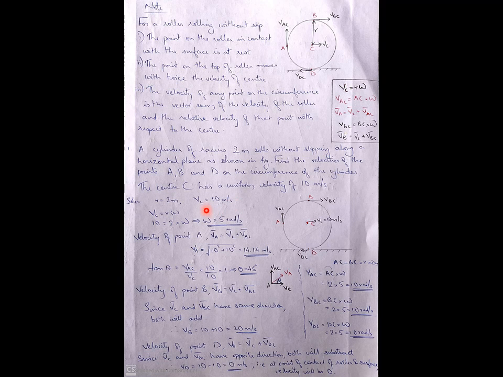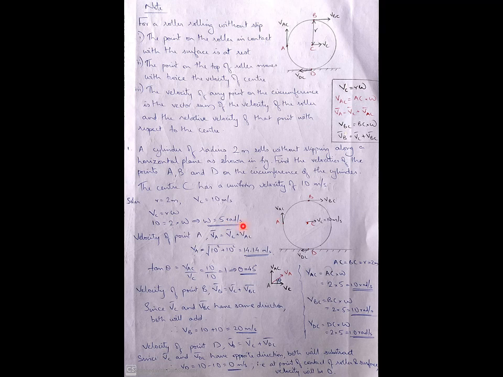Now we have VC equal to 10 meter per second. What is the relation between V and omega? VC equal to R into omega. Let it be represented by R itself, center point. So VC equal to R is 2. Omega is unknown. From that you will be getting omega, which is 5 radians per second.